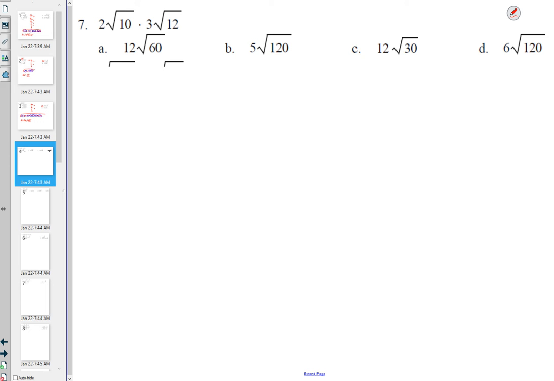15, what about it? Alright, so now we're multiplying. What are the rules for multiplying? Yeah, outside with outside, inside with inside. 2 times 3 is 6, 10 times 12 is 120. So the only thing left to do would be to do a tree. Taiwan loves trees.